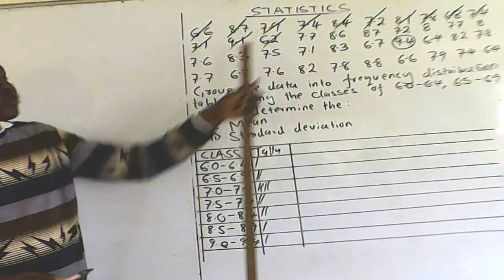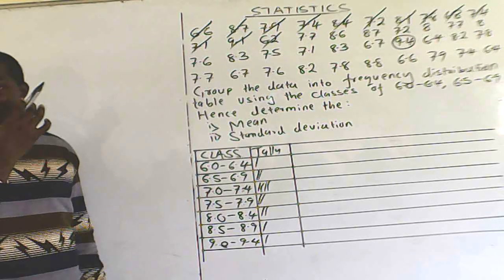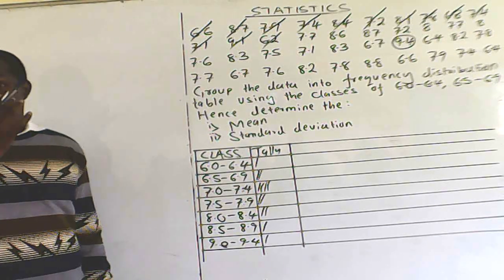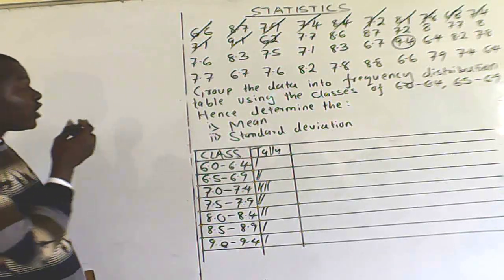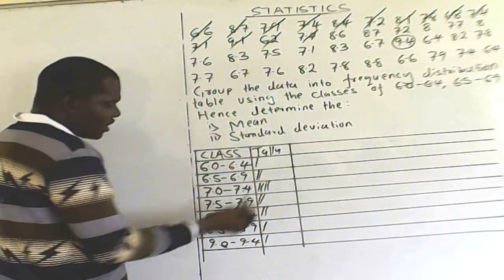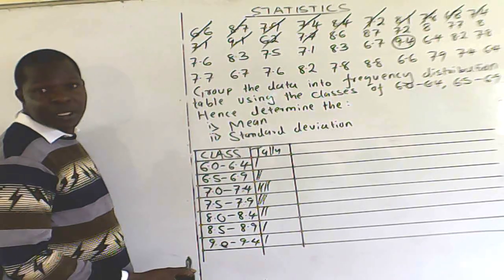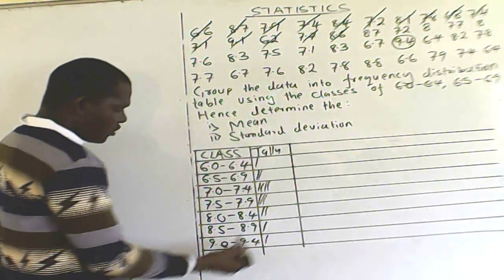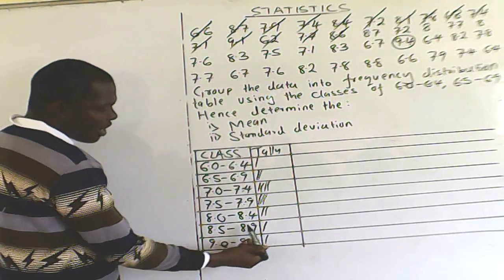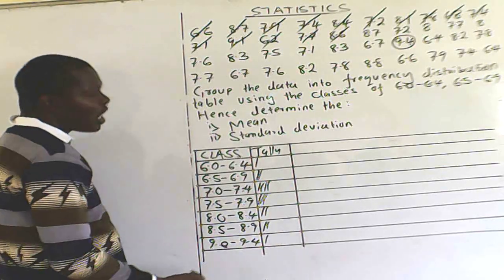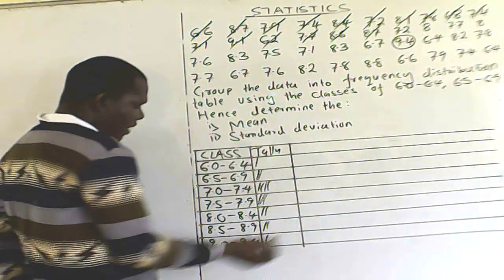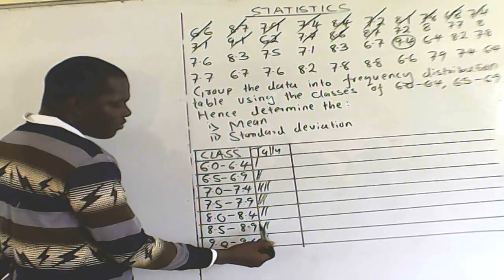So you must close whatever you counted. That is when you relax, you will know where you stopped counting, isn't it? Then you continue. 7.7 is between 7.5 to 7.9. You count it there, isn't it? Then 8.6 is between 8.5 to 8.9. You count it there.